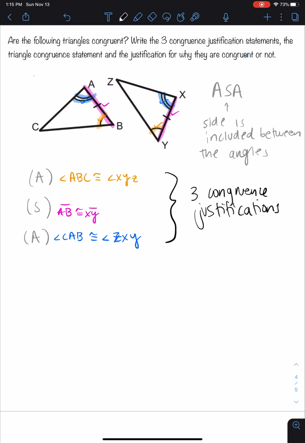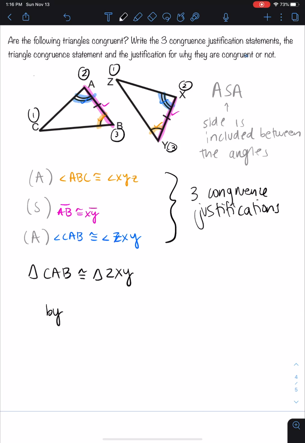And we know that if we have angle, side, angle, this is enough to say that our triangles are congruent. So we can now name that our triangles are congruent. So I can say triangle CAB is congruent. So if we go C, then A, then B, we need to start with Z, then X, then Y. So triangle CAB is congruent to triangle ZXY, and our reasoning is by angle, side, angle. So we have our triangle congruence statement, and we have our justification.